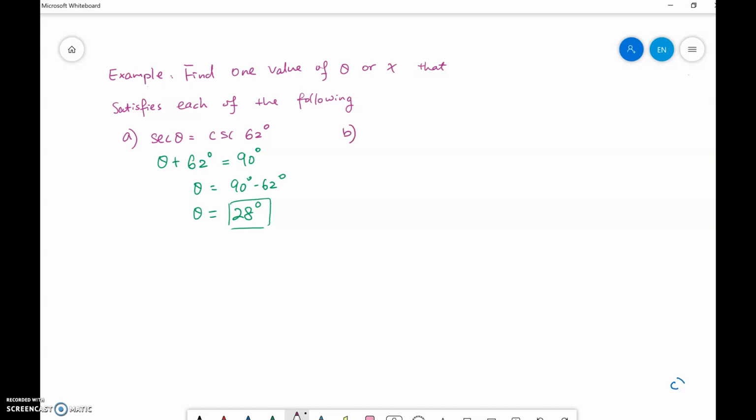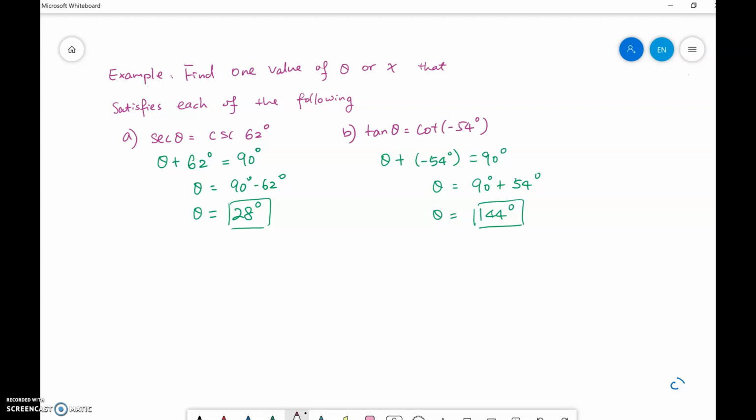The second example I have is tangent of theta equals cotangent of negative 54. Same thing. Tangent and cotangent have the cofunction relationship. So I can say theta plus negative 54 degrees will equal 90 degrees. So theta will equal 90 plus 54 degrees. Theta equals 144.